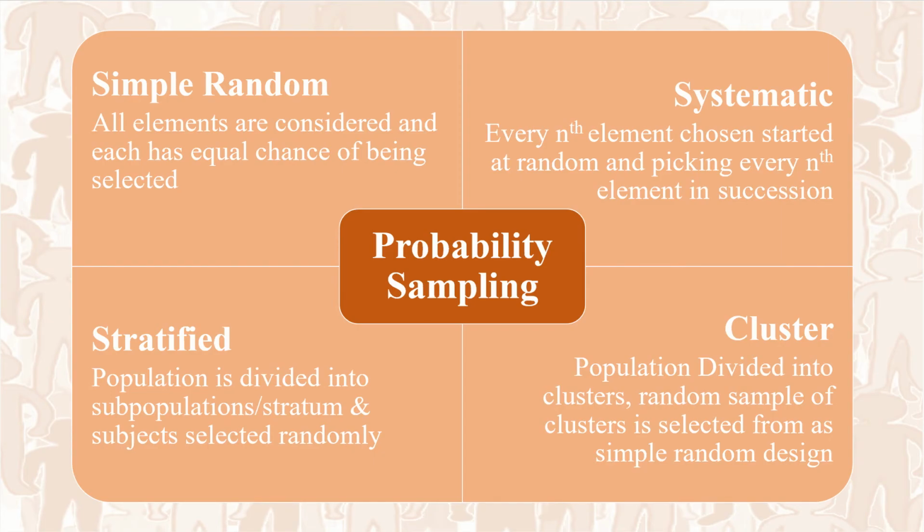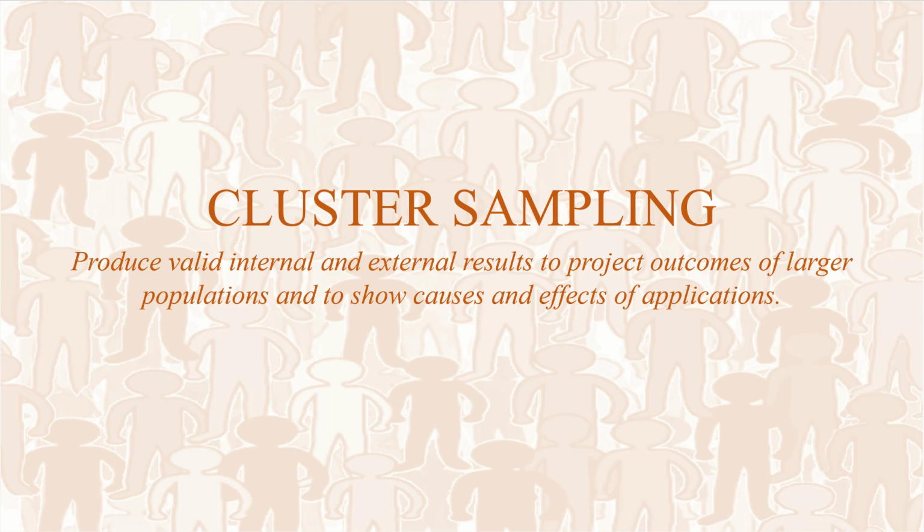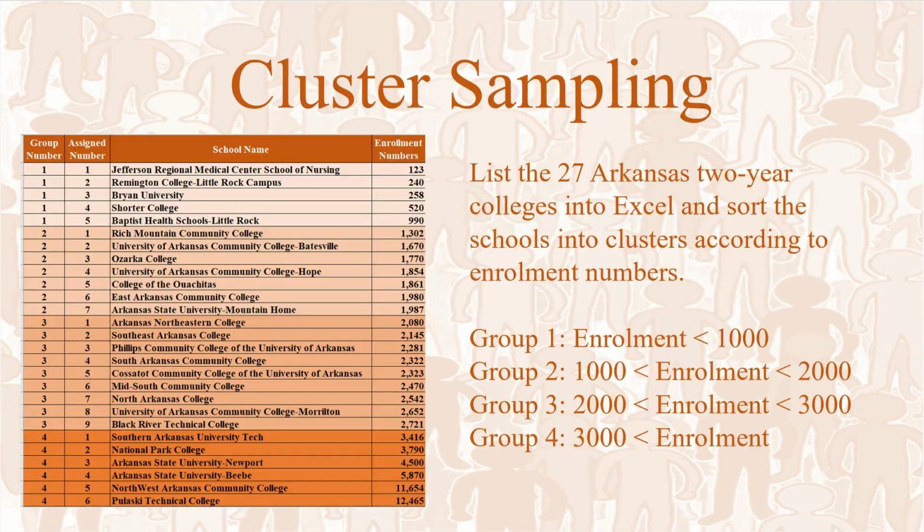Last but not least, the probability sampling method called cluster sampling is analyzed. In cluster sampling, the population is divided into clusters, and then random samples of clusters are selected by simple random design. Cluster sampling also produces valid internal and external results to predict outcomes of larger populations and to show causes of outcomes and effects of applications.